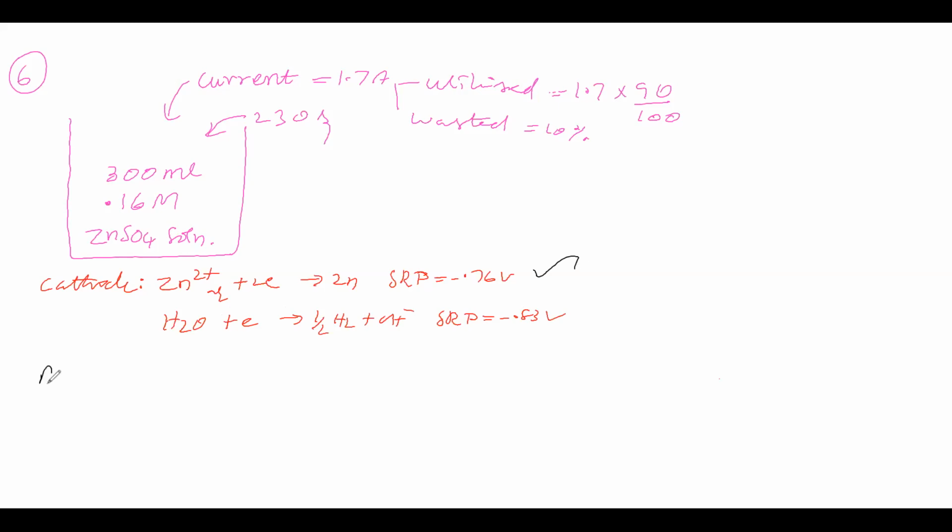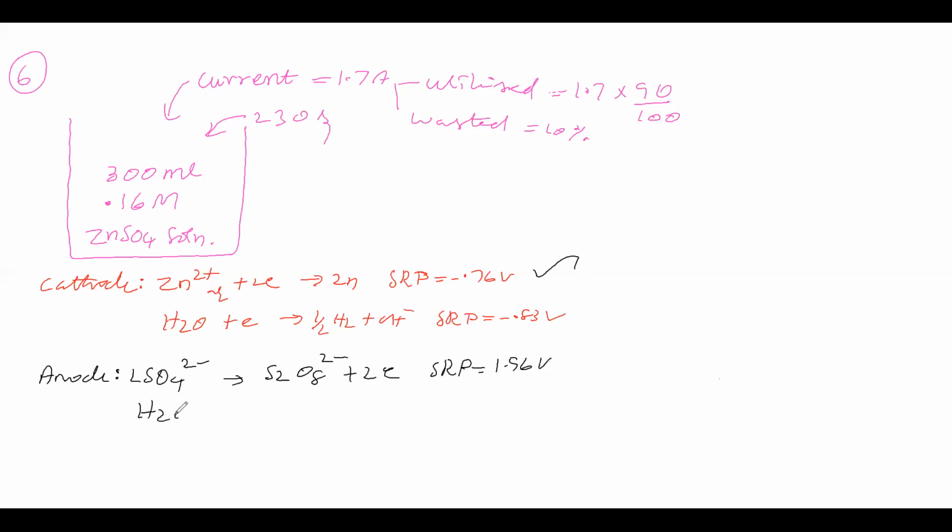Now we will see about anode. At anode, what are the possibilities? One is sulfate, which can undergo anodic oxidation. Sulfate on anodic oxidation gives this. For this SRP is equal to so and so value.